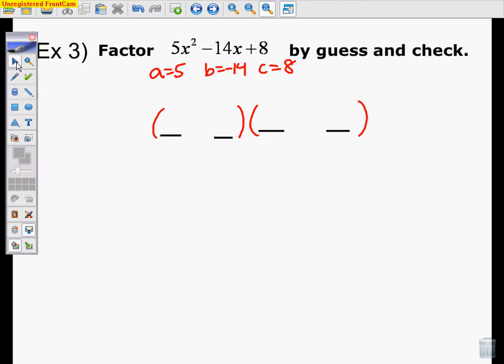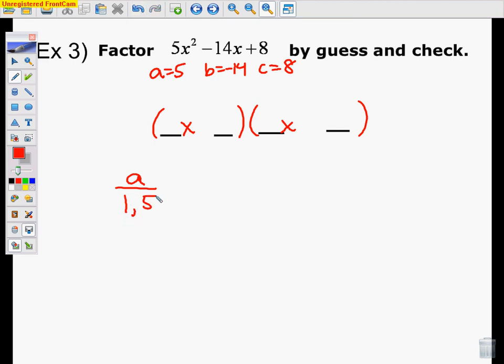Alright. So remember the first position, those are going to have x's attached to them because they give us x squared. Let's see the things that multiply together to give us a. Well, the things that multiply together to give you 5 are 1 and 5. It's prime, so that's it.